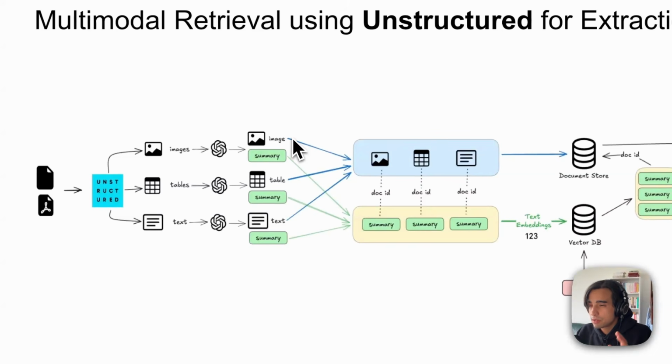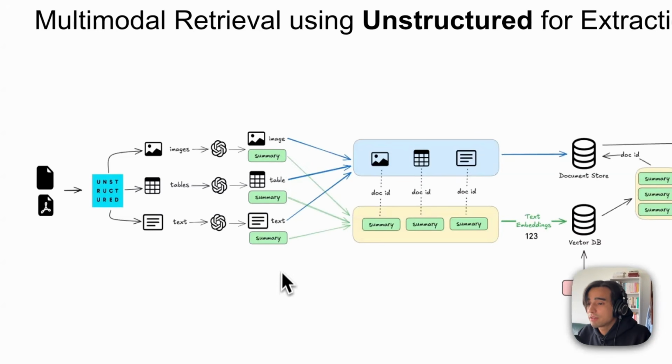But just to be clear, up until this part right here, we have already extracted all of the images, all of the tables, all of the texts, and we have also tagged them with a summary. And it is the summary, the one that we're going to embed using the embeddings model, okay? So that is the next step.